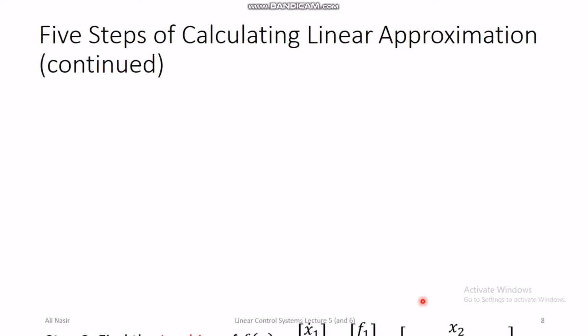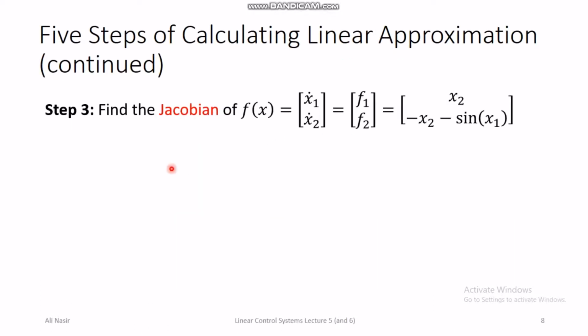Then we continue. There is a third step, and this third step is the most important step. Actually, this is the equivalent of finding the slope of the function. Remember that in the one-dimensional linearization example, we needed to find the slope of the function at the equilibrium point. So we do the same in the higher dimensional examples, except that in two-dimensional or three or more multi-dimensional examples, the differentiation will be called the Jacobian.